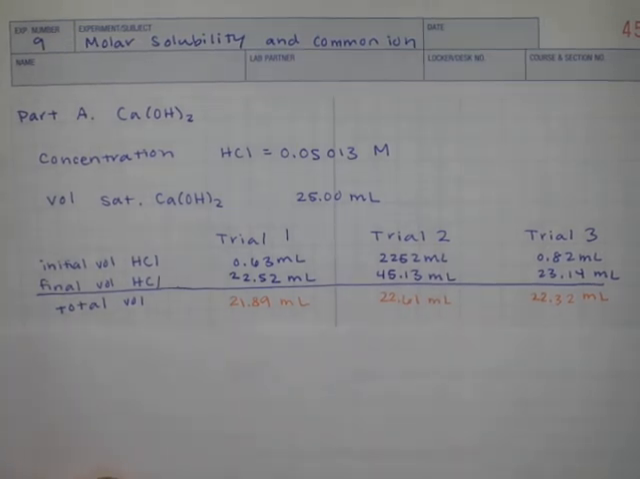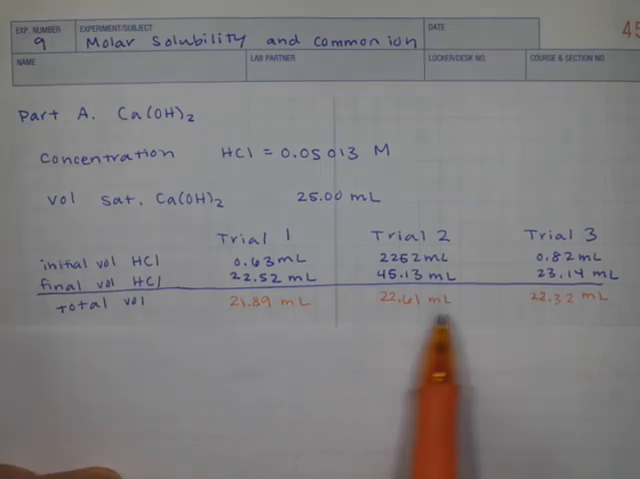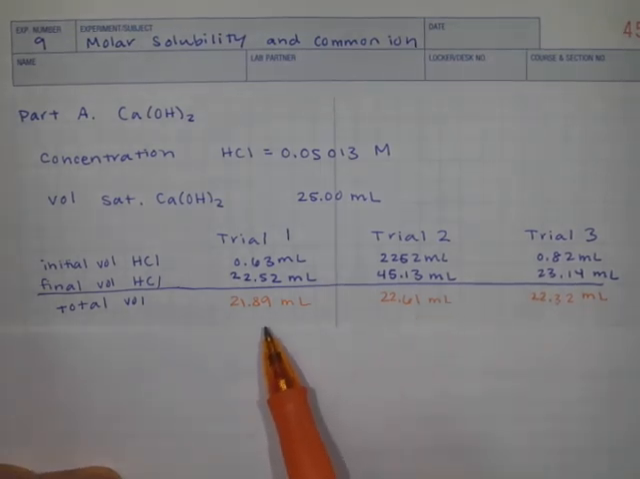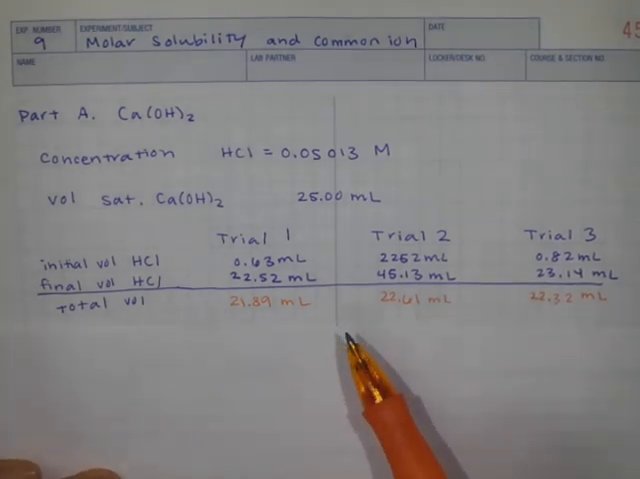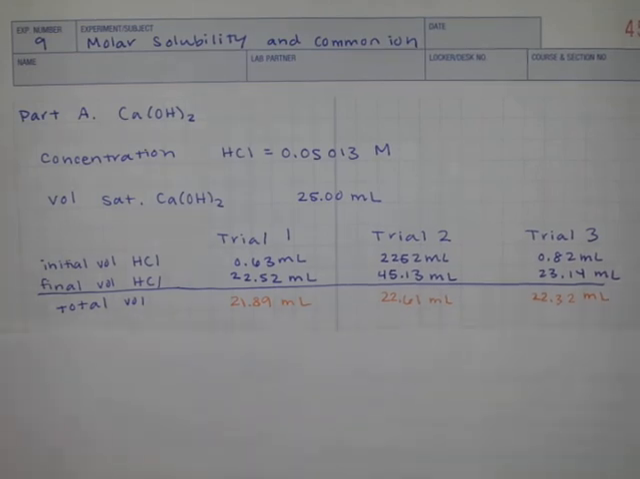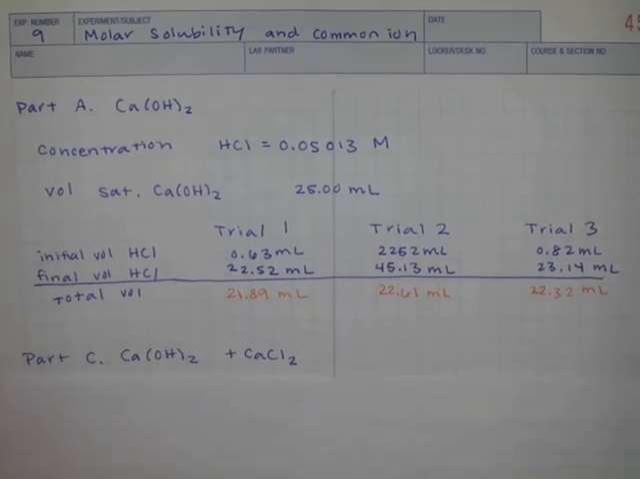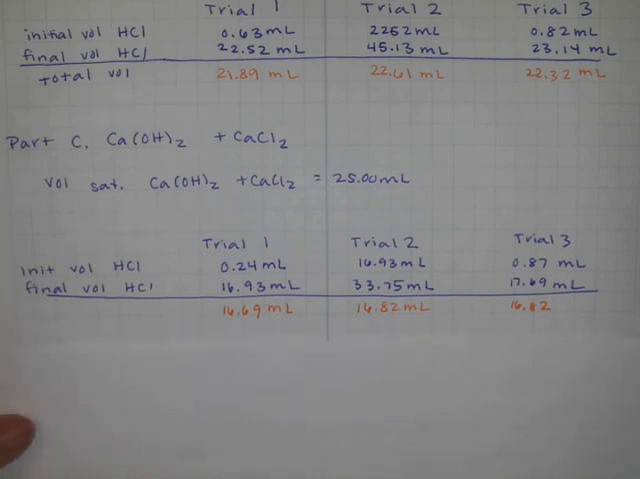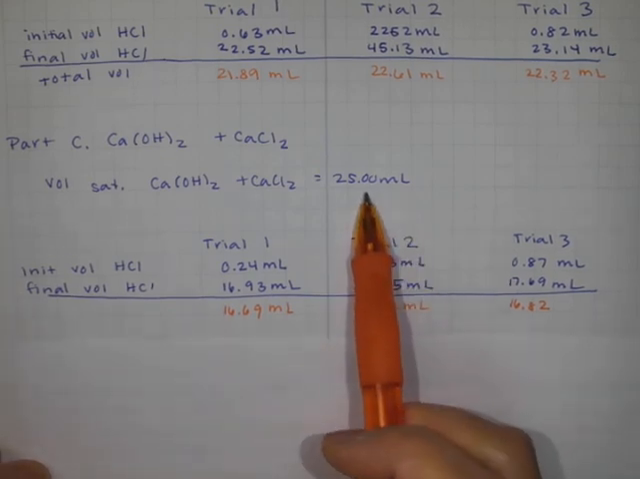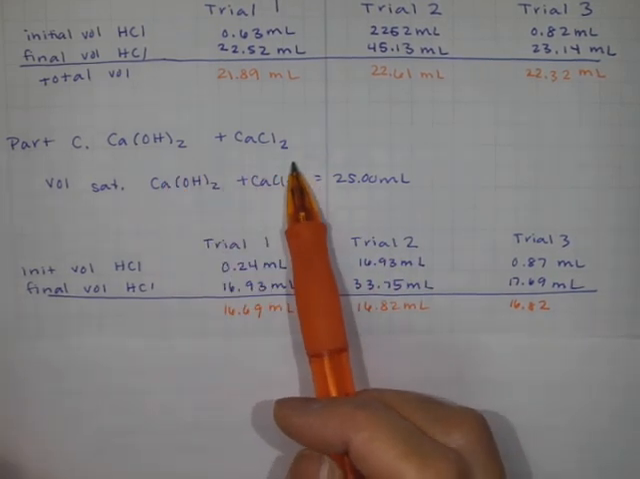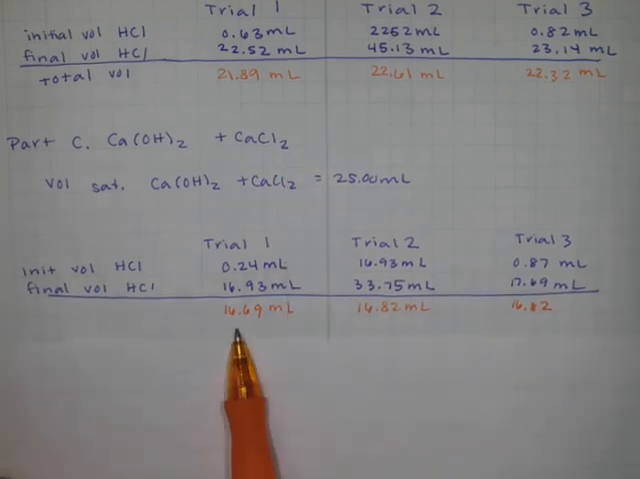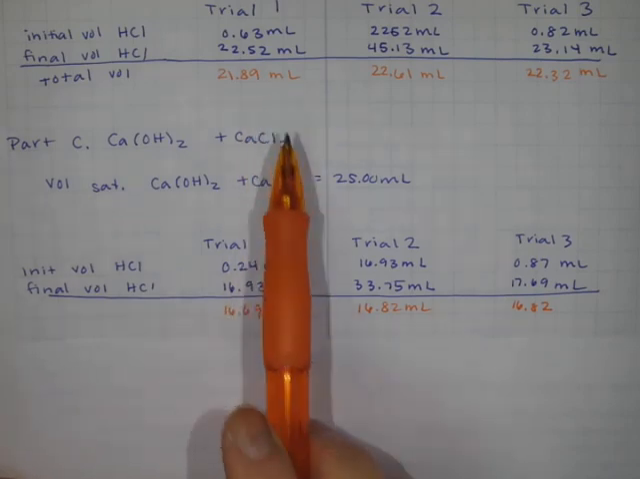So these are actual values from a student. So they were around 22 milliliters. Yours may have varied slightly, and that is fine. And then for part C, I have the values here as well. Again, you're using 25 mils. This is the calcium hydroxide with calcium chloride, and you may have seen less volume that it took to get to the endpoint than above.